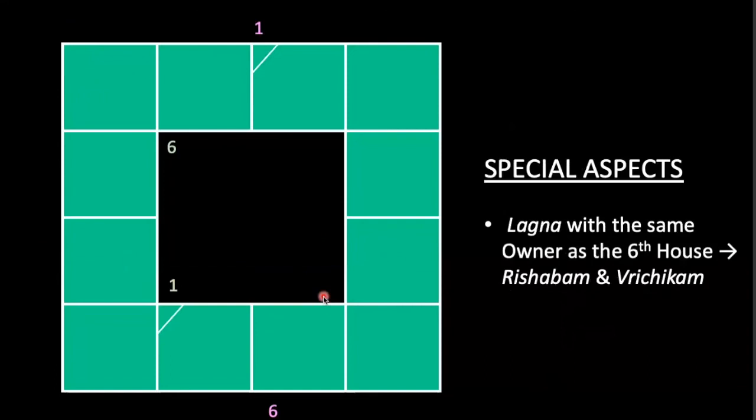Special aspects: Lagna with the same owner as the sixth house, for example, Rishabham or Vrichikam. Let's look at Rishabham here. First house, Lagna, and six houses away is here. And we know that the owner of these two houses is the planet Venus, right?